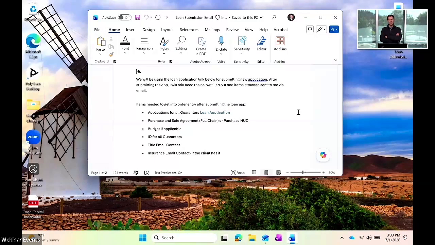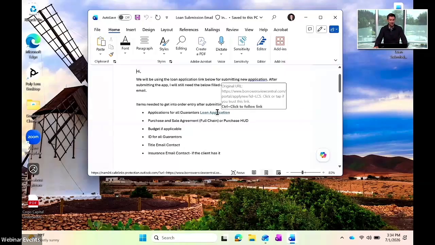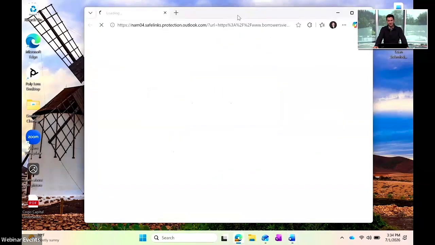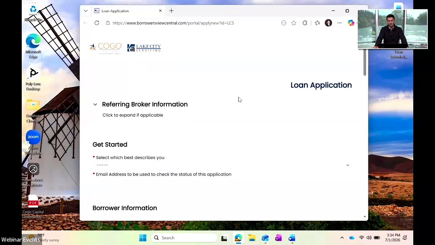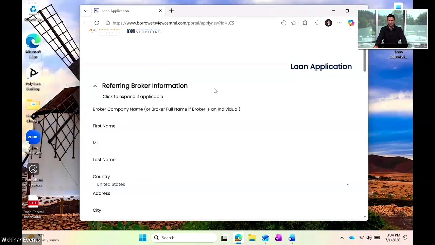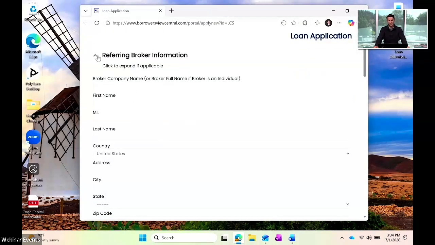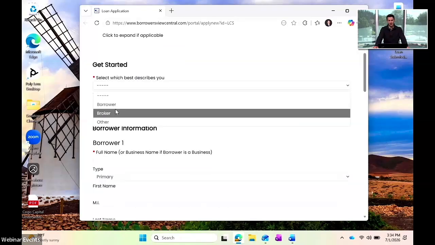So say you have a borrower, he has something under contract or she has something under contract, you reach out to Joey, and Joey is going to send across an email like this. You'll notice up here this is a link to loan application. So you will fill this out, or you will have your borrower fill it out. Let's see if this is going to pop up. There we go.